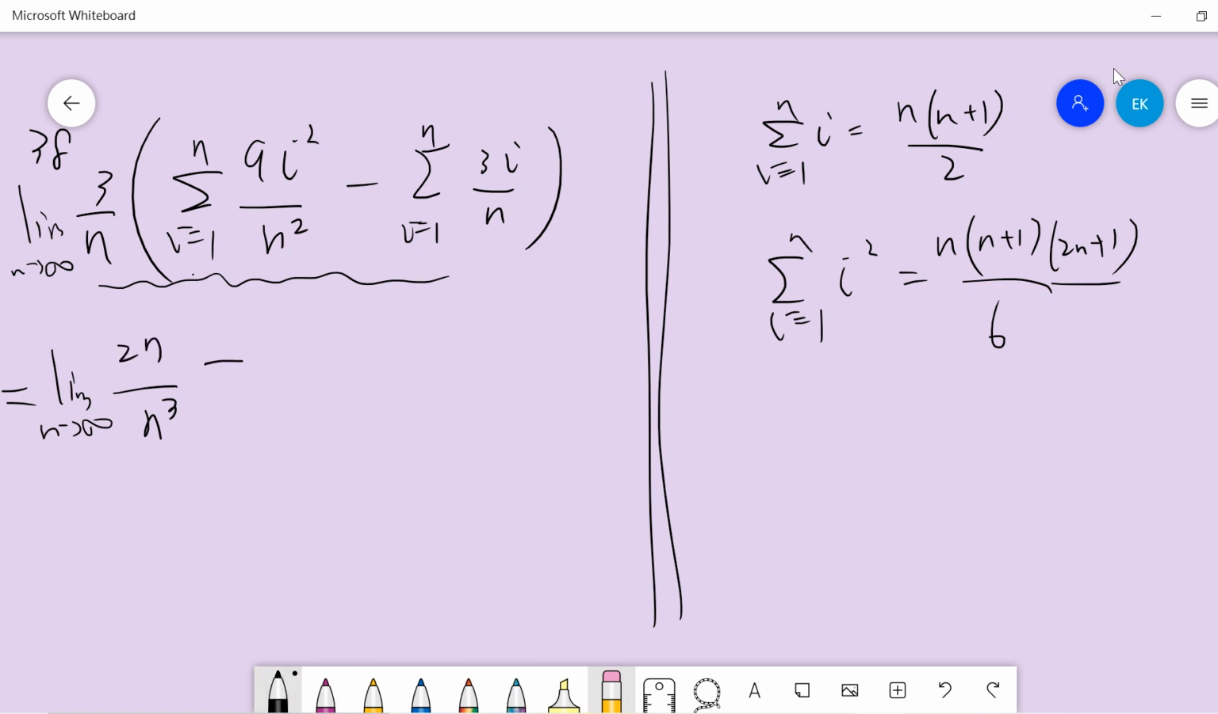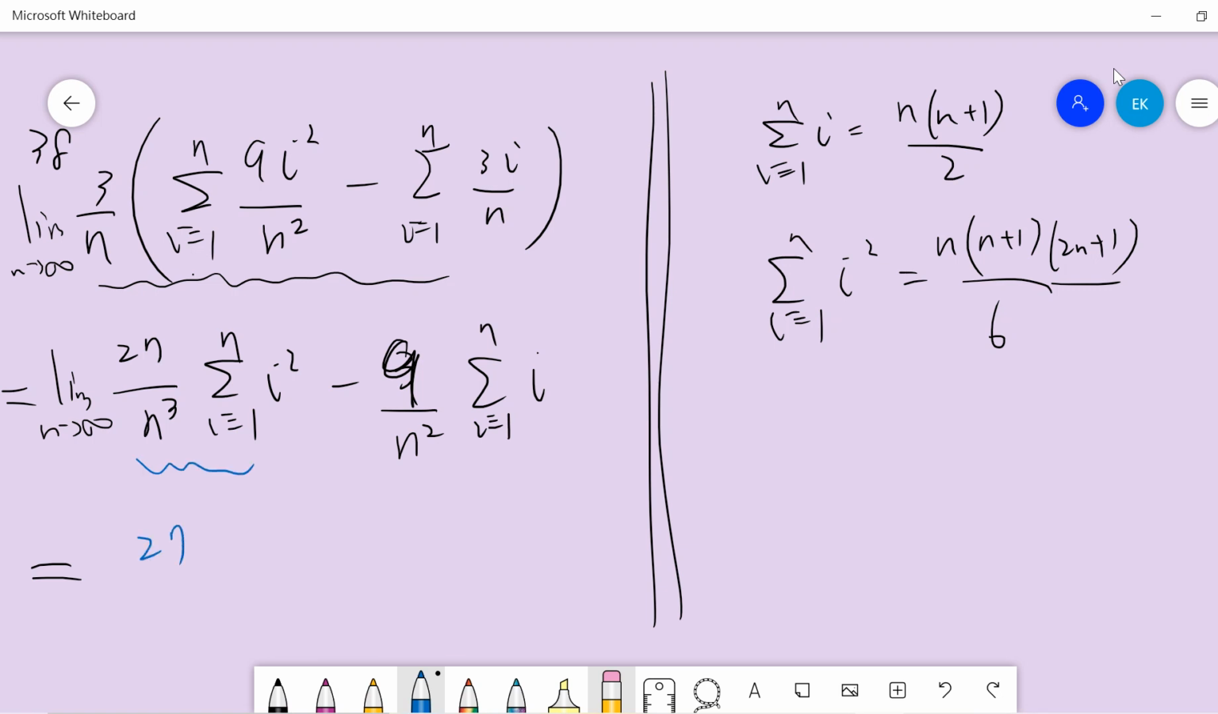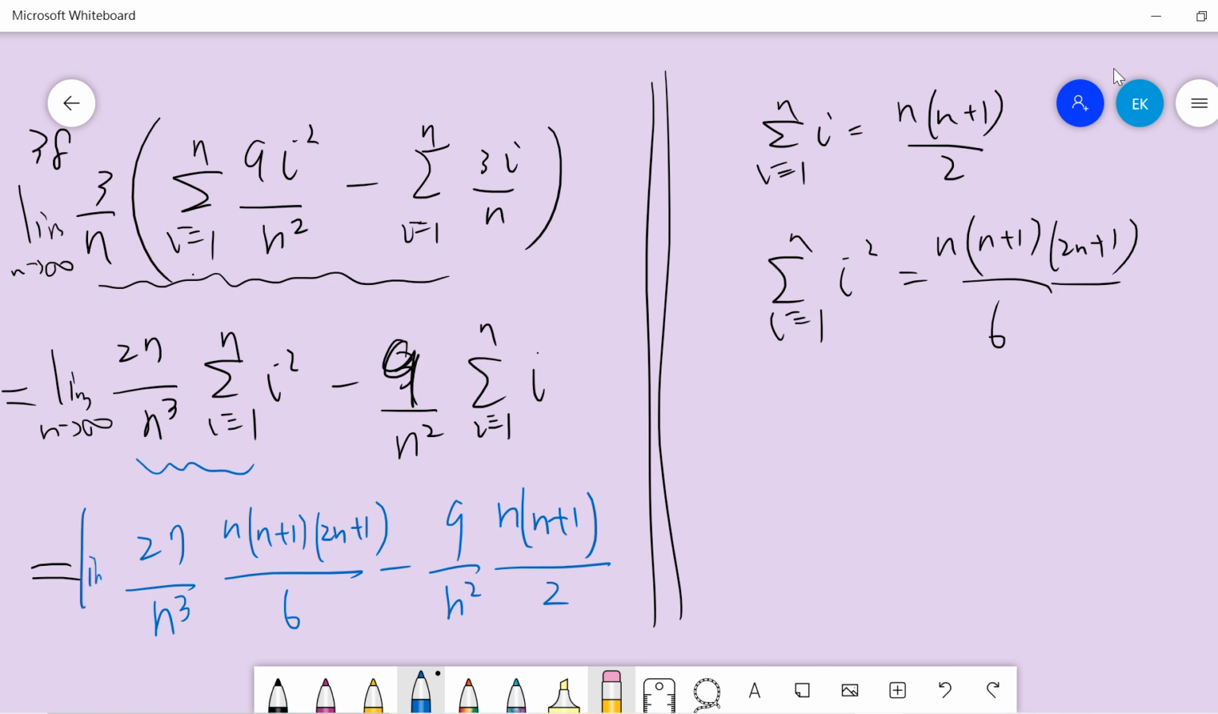27 sigma i squared from 1 to n, minus 3 over n squared, sigma i from i equals 1 to n. So this term is 27 over n cubed times n(n plus 1)(2n plus 1) over 6, minus 9 divided by n squared times n times (n plus 1) over 2. So, limit as n goes to infinity.